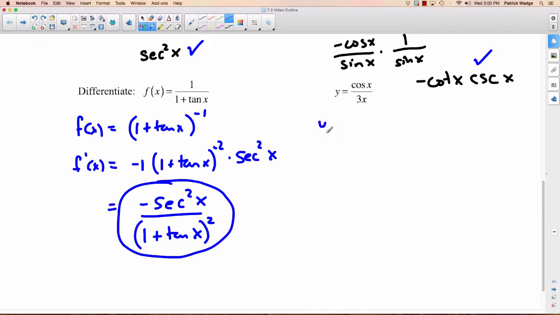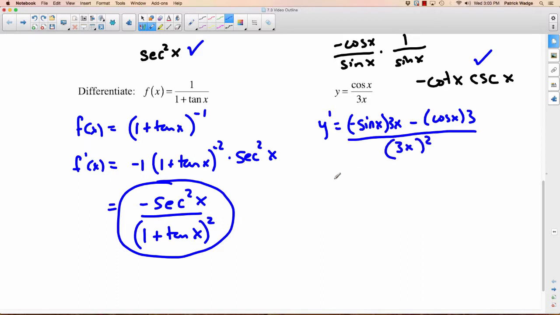Okay, for this next one, I would use the quotient rule. So to get y prime, we're going to take the derivative of the top, that's negative sine x, times the bottom, so just multiplied by 3x, minus the top, which is cosine x, times the derivative of the bottom, which is just 3, all over the bottom squared. So what we have is negative 3x sine x minus 3 cosine x, all over, now this 2 applies to both things here, 9x squared.